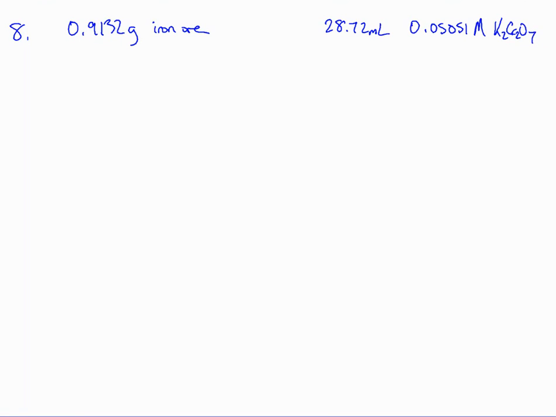Anybody know what the Cr2O7 ion is yet? Keep working on it. It's a polyatomic ion. It's on your list. You can look it over.